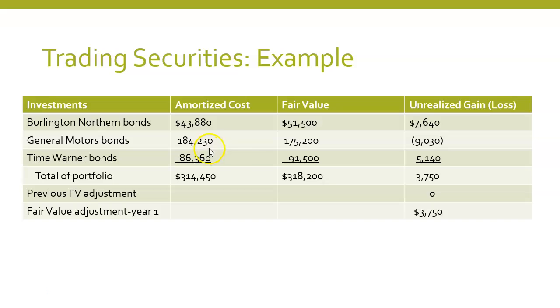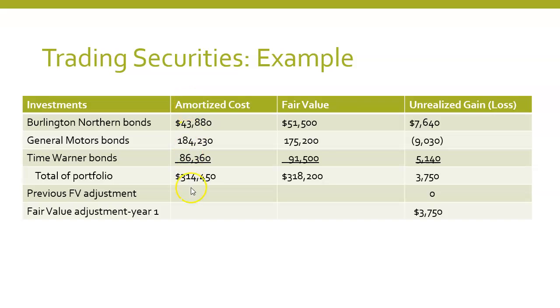General Motors bonds, amortized cost is $184,230. The fair market value we look up to sell them was $175,200. So we have a $9,030 unrealized loss on those. Time Warner bonds, $86,360 is our amortized cost on our amortization schedule. $91,500 is what they're worth. So we have an unrealized gain of $51.40, the difference between the fair market value and our amortized cost.